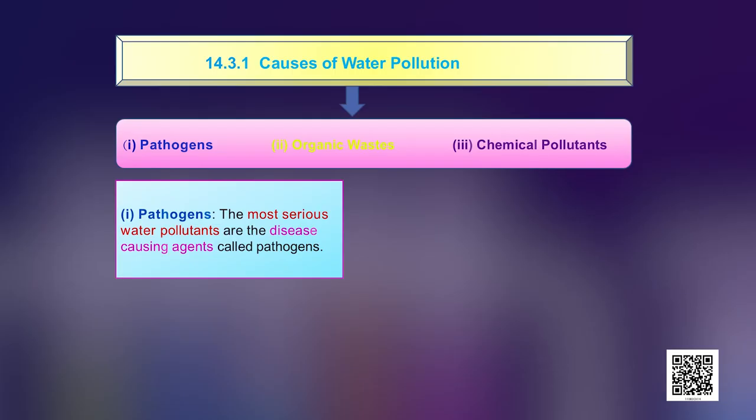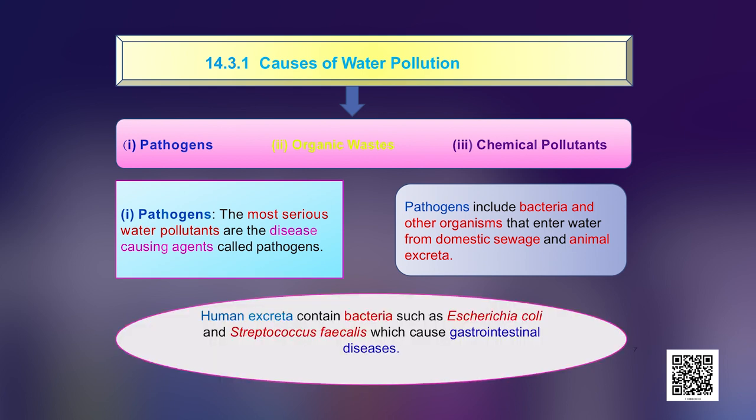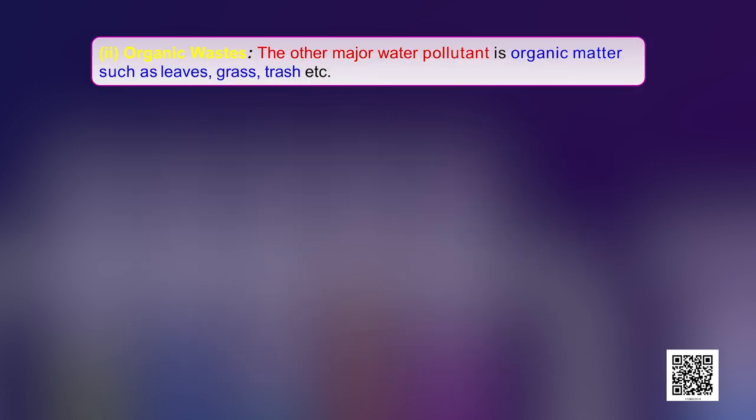We will discuss now the causes of water pollution. Here the first category is that of pathogens. These are very serious water pollutants and are disease causing agents called pathogens. Pathogens include bacteria and other organisms that enter water from domestic sewage and animal excreta. Human excreta contains bacteria such as E. coli and Streptococcus faecalis, which cause gastrointestinal diseases.